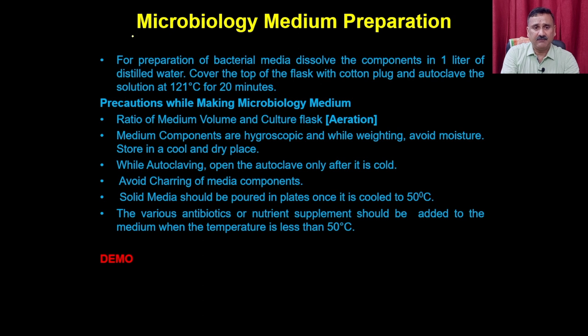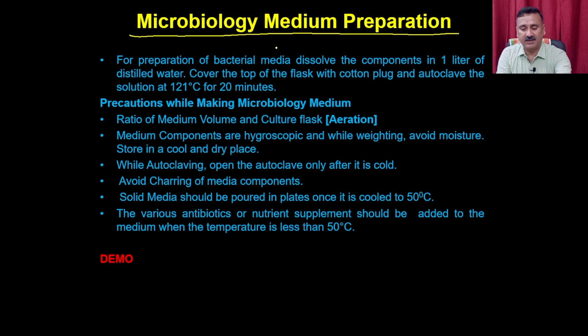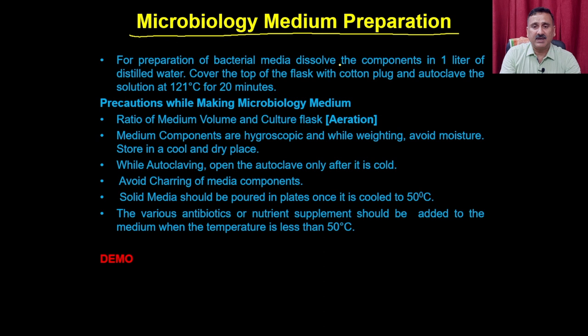So the first question that comes is, how are you going to prepare a microbiology media? For preparing a microbiology media, you require constituents. For example, you require peptone, yeast extract, NaCl and so on. For preparation, you dissolve the components in 1 liter of distilled water, then cover the top of the flask with a cotton plug and autoclave the solution at 121 degrees Celsius for 20 minutes.